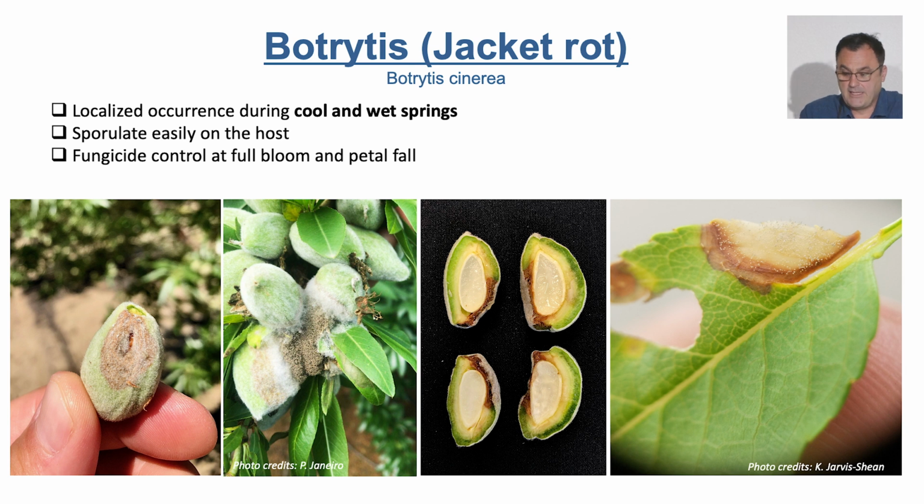Although I just mentioned Monilinia likes relatively warm weather, around 60 degrees Fahrenheit, botrytis on the other hand likes cool springs. So if you have a spring that's still wet but temperatures are cold, this is the situation where you see botrytis or jacket rot coming into your orchards. Fungicide control can be done with your conventional full bloom and petal fall sprays. But if these are skipped and you have a cool and wet spring, then you may see this disease. It's not easily recognized by growers because you don't see it a lot.